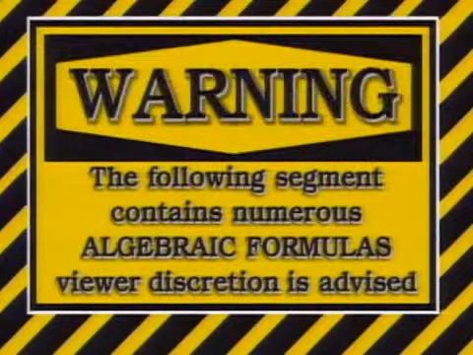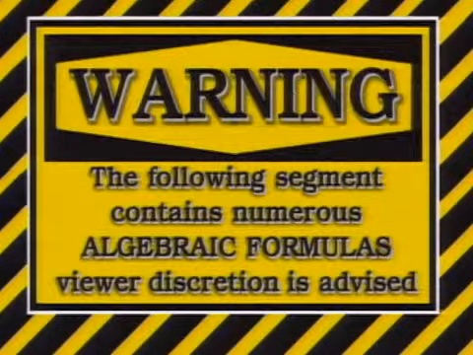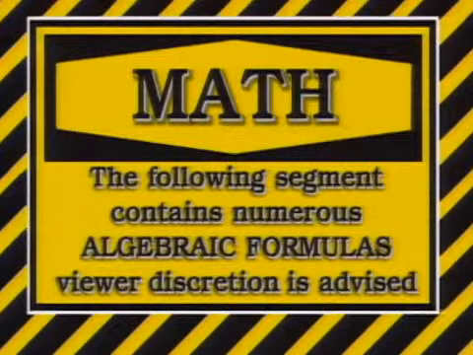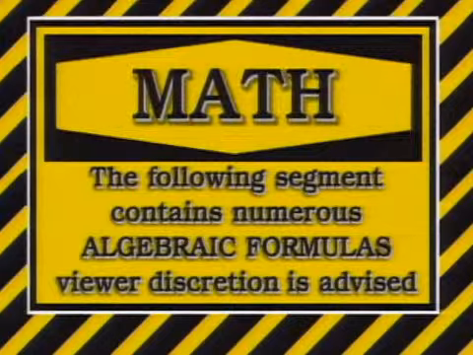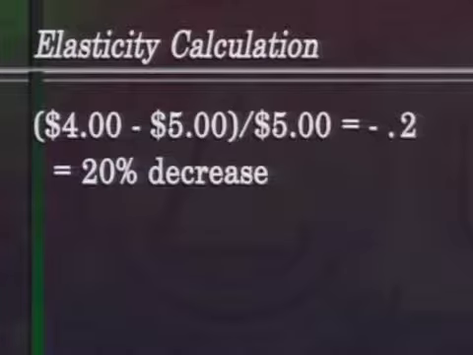We can actually quantify these changes. The segment you are about to watch contains numerous algebraic formulas. Viewer discretion is advised. First, we note that our price fell from $5 to $4, which is a 20% decrease in price. Or algebraically, we have $4 minus $5 divided by $5, which is minus 0.2, which is our 20% decrease.